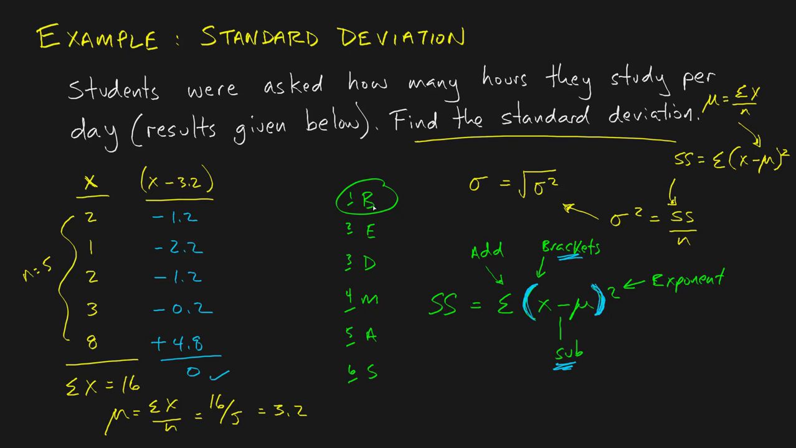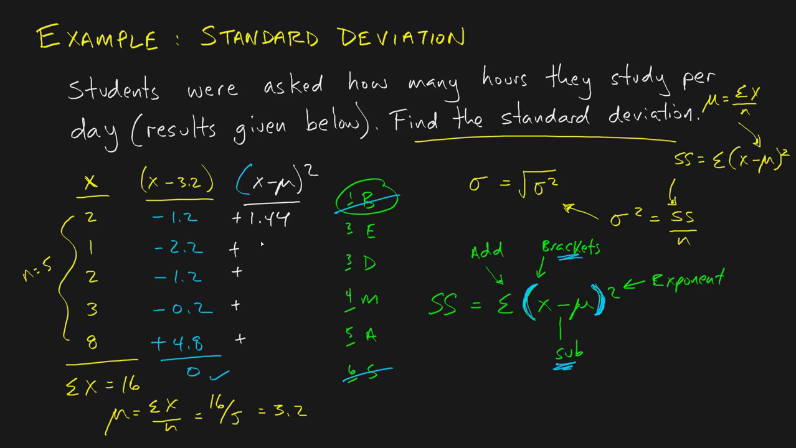The next thing that happens after brackets, I've already dealt with subtraction. After the brackets is exponents. I have to take each one of these and raise it to the power of 2. So I need to square each one of these. So negative 1.2, when you square that, you get positive. Every time you square anything, it's a positive. It's 1.44.